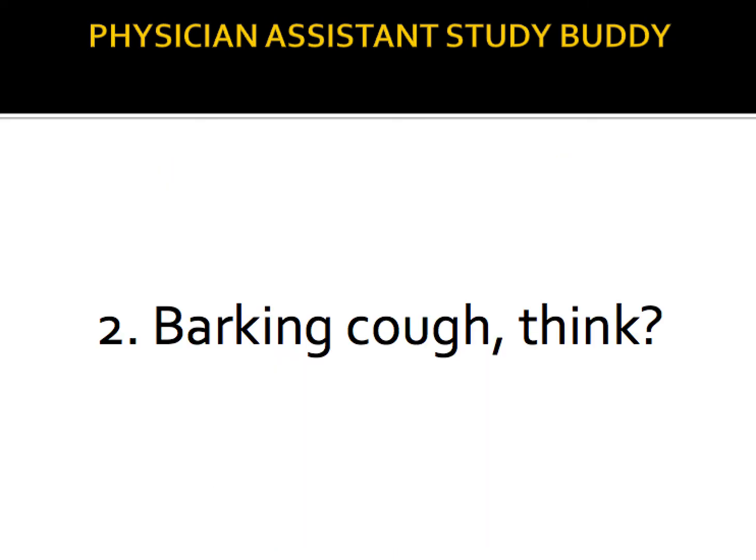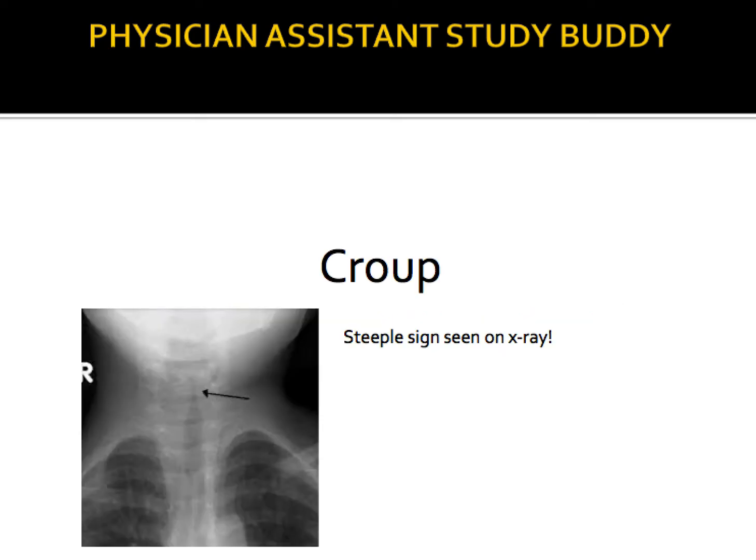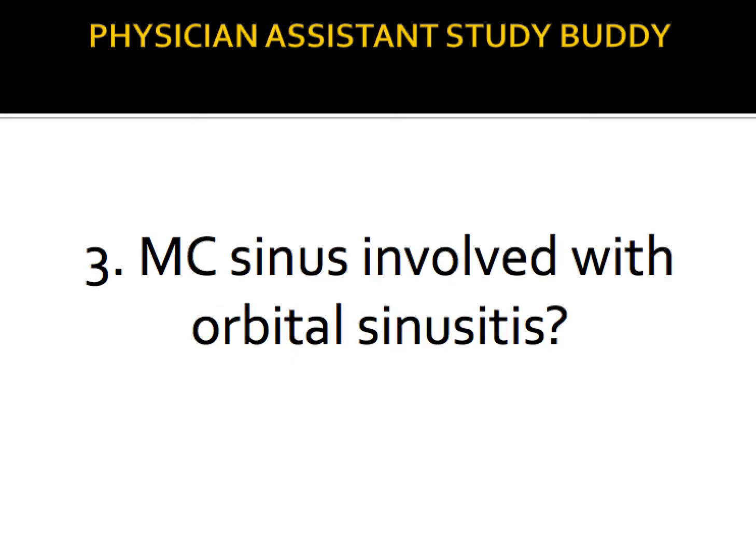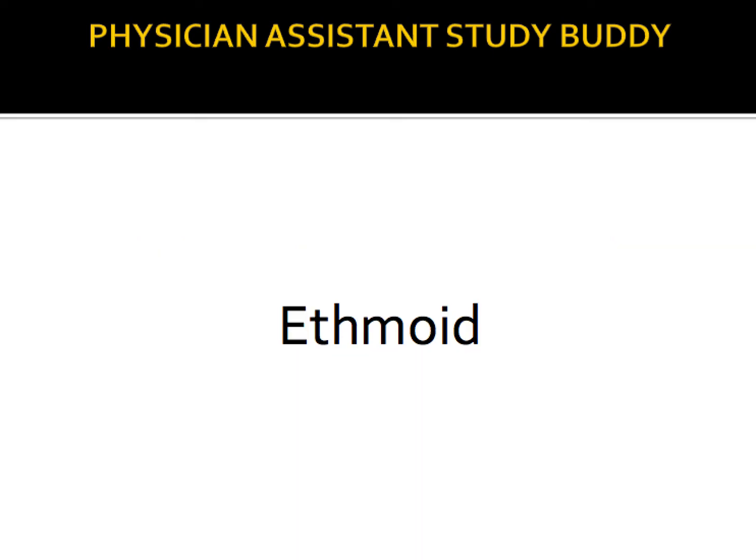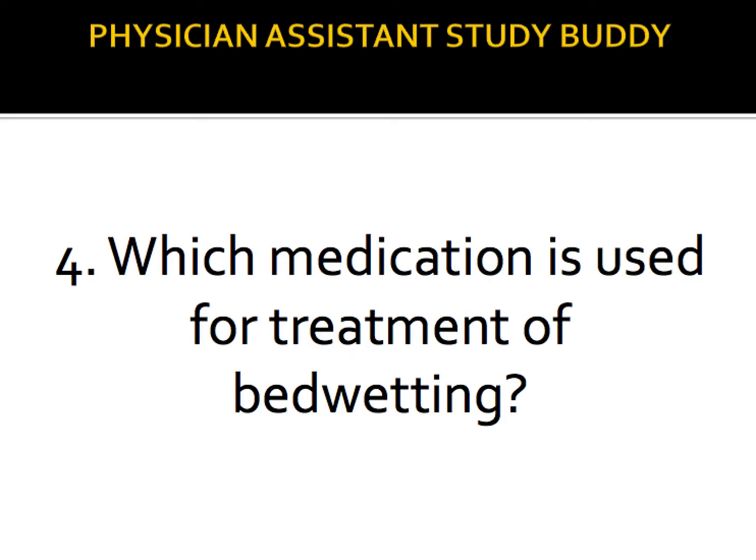Barking cough in a kid, you should be thinking about croup. They may also indicate a steeple sign that is seen on an X-ray. Most common sinus involved with the orbital sinusitis? That would be the ethmoid sinus.